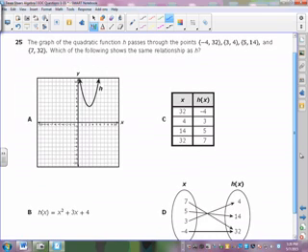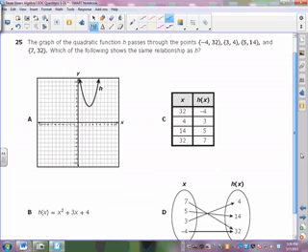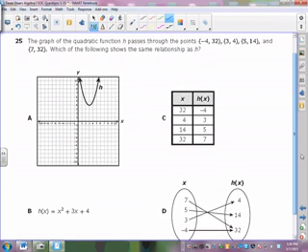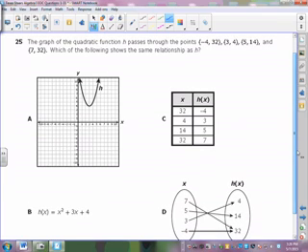And we want to know which quadratic equation passes through these points, and which shows the same relationship as H. Just looking at these, first of all, I can tell it can't be C because when X is -4, Y is 32. They've got that switched around, so it can't be C.